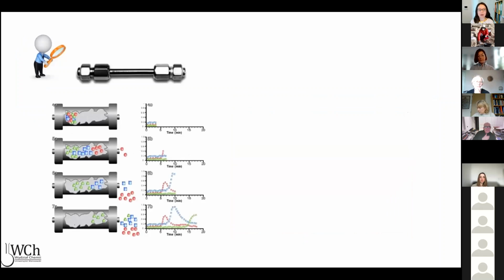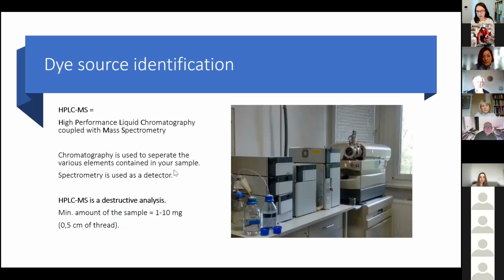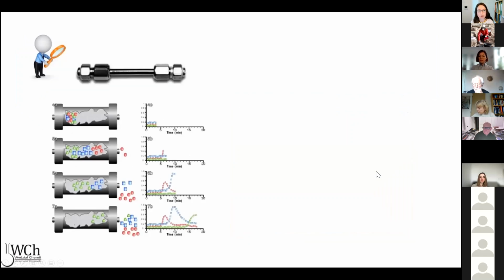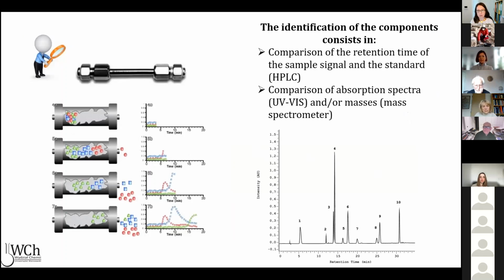to analyze it. So the column where these elements are separated is located in this machine, and this one is the mass spectrometer. In this small column, the various elements of your sample will be separated. The identification of the components consists in the comparison of the retention time of the sample signal and the standard. And then you will compare the absorption spectra or masses. In our case, we use a mass spectrometer.